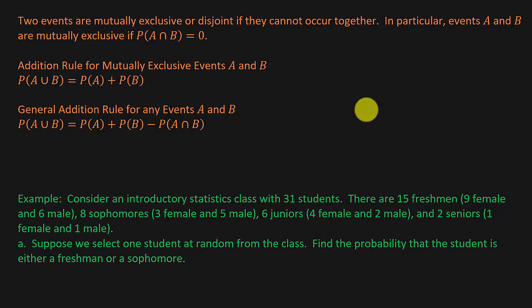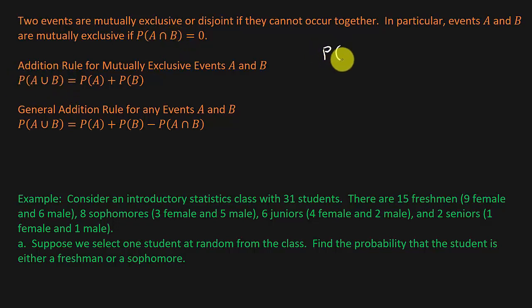Now let's talk about or. So 2 events are mutually exclusive or disjoint if they cannot occur together. In particular, events A and B are mutually exclusive if the probability of A and B equals 0. So that means they have nothing in common. Now remember earlier when I told you about this probability of A intersect B, that was the same thing as A and B? Well, that's the same thing here.